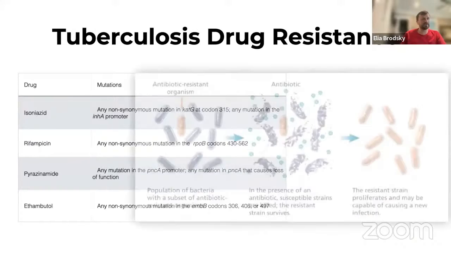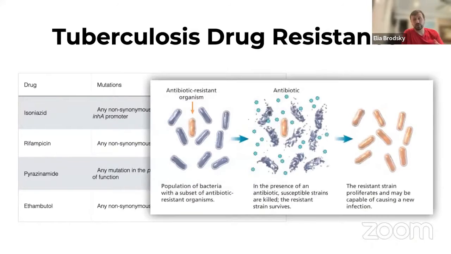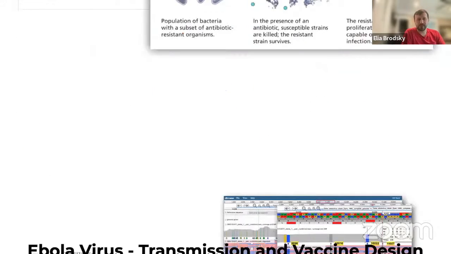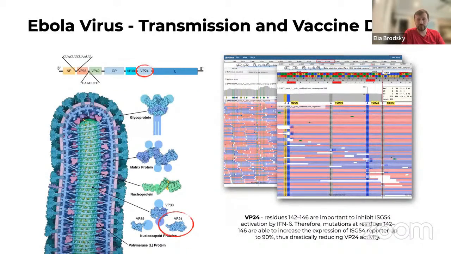So drug resistance, not only to individual drugs, but multiple drugs is starting to become a huge problem. And we see the same in the world of viral pathogens. So for example, the Ebola outbreak and how that leads to tracking of transmission and vaccine design, but also the current pandemic of COVID-19. We hear about variants of concern all the time.